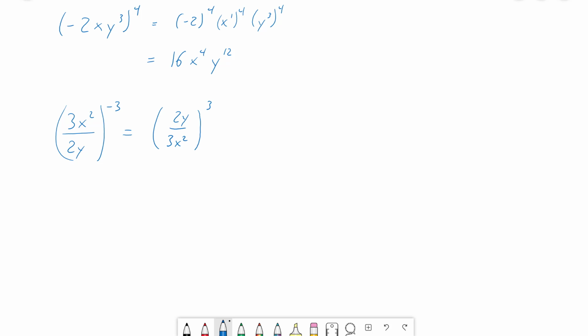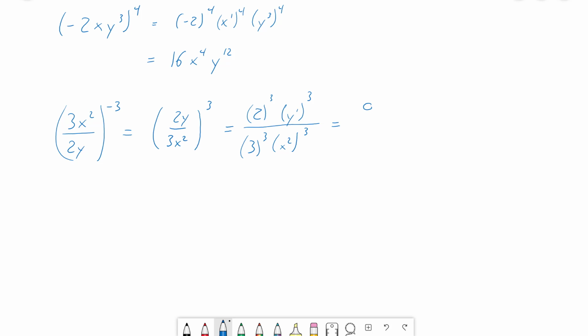So we end up with 2y in the top and 3x squared in the bottom. And doing that flip, or taking that reciprocal, changes the outer exponent from negative 3 to positive 3. Now that exponent of positive 3 is going to apply to everything inside the parentheses. So we're going to have 2 to the third, y to the first to the third, all divided by 3 to the third times x to the second to the third.